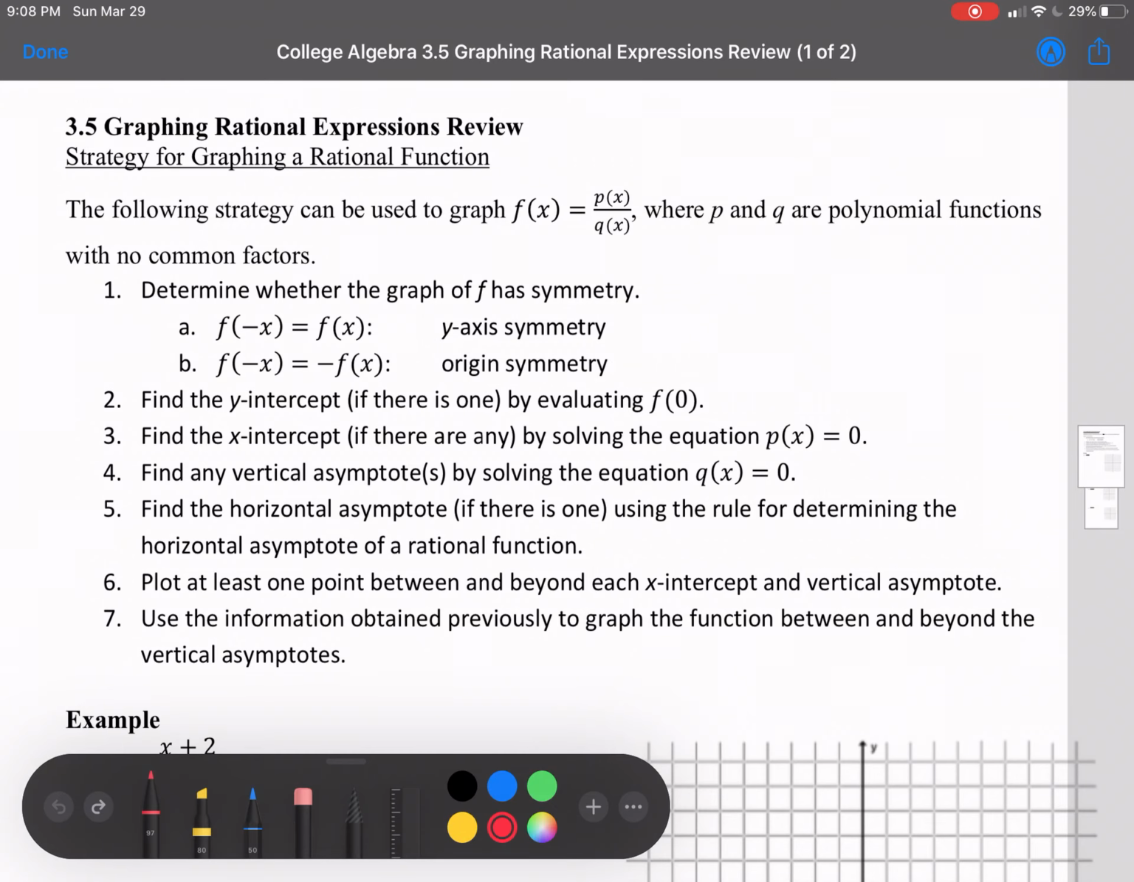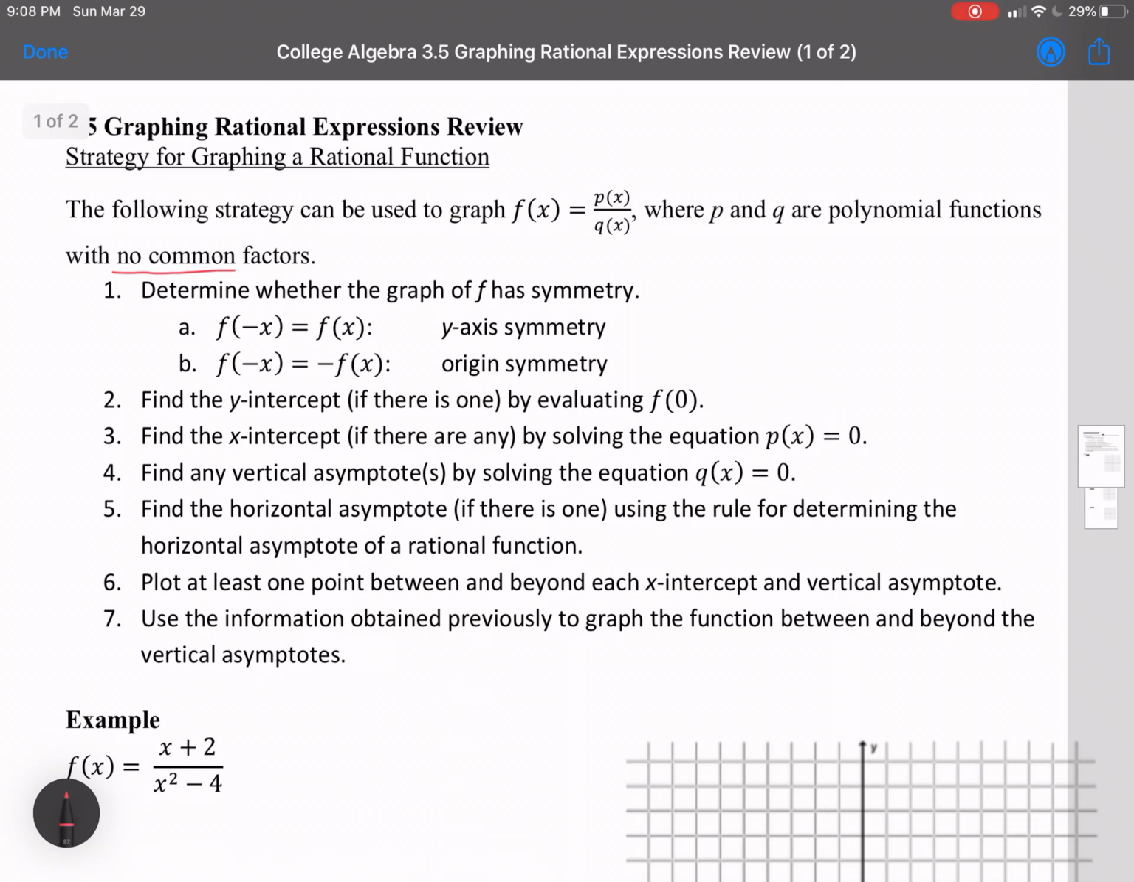3.5 Graphing Rational Expressions Review. So we're going to review the steps that we're going to use to help us graph. Remember, we're looking at a rational function, so that's when we're going to have a polynomial over a polynomial with no common factors. That's one of our key things we need to remember. So we're always going to start off with factoring the numerator and the denominator.